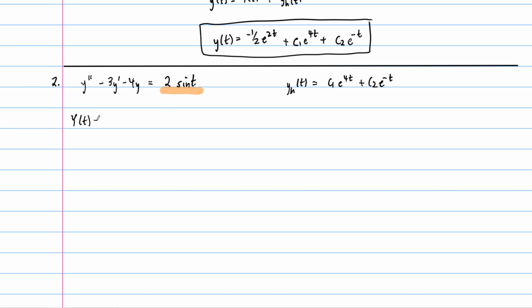So y of t, capital Y, is going to be a times sine of t plus another different constant b times cosine of t. So we have to make sure that our guess includes both sine and cosine, because both of those could give us sines right here, right? Derivative of cosine would be a sine, so at this point it could give us a sine for the right-hand side.